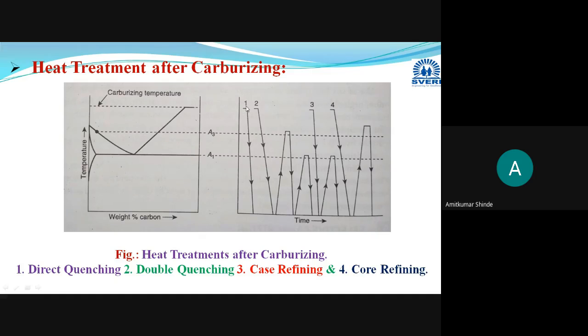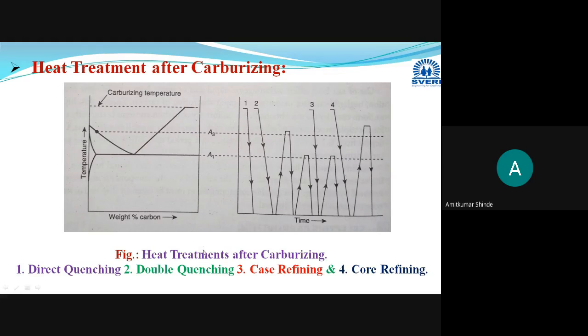First one is the direct quenching. As indicated by the name, direct quenching from the carburizing temperature, above 900 degrees Celsius. From 900 degrees Celsius, it is cooled to room temperature directly in water or oil medium. Now here you will end up with a microstructure at the surface where the austenite phase will get transformed to martensite on the surface.